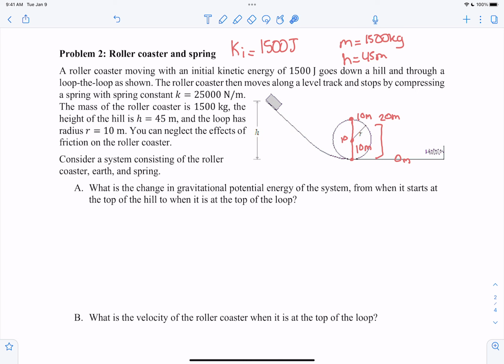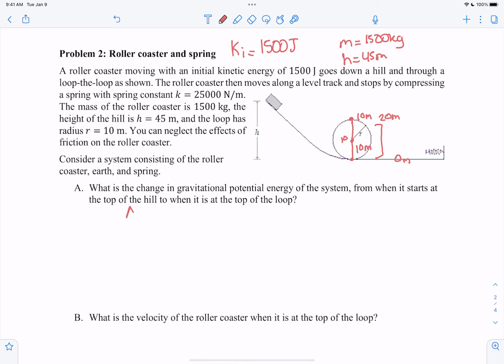But now we can move on to A, because now they're asking what is the change in gravitational potential energy of the system from when it starts at the top of the hill to when it's at the top of the loop. So what happens here? We start from the top, we go down like this, and then we go here. Now with gravitational potential energy, doesn't matter the path that you've taken. Does the path taken matter at all? No, exactly. You're just concerned with final and initial positions.